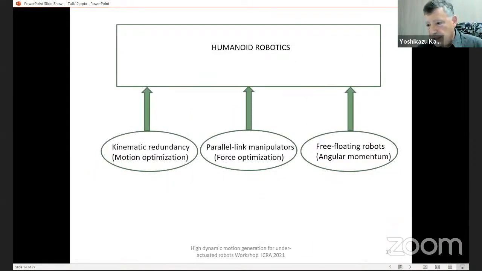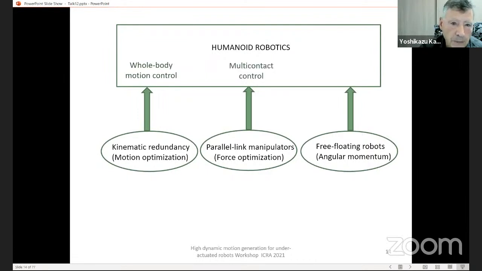So I finished this, and just to sum up, my studies on humanoid robotics actually have three pillars: kinematic redundancy for motion optimization, parallel link manipulators for force optimization, and free-floating robot studies for angular momentum control. So kinematic redundancy I can use for multi-body control, parallel link manipulators for multi-contact control, and angular momentum for enhanced balance control.